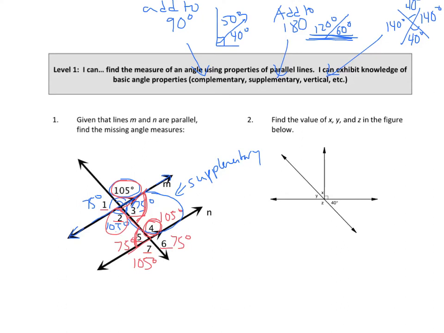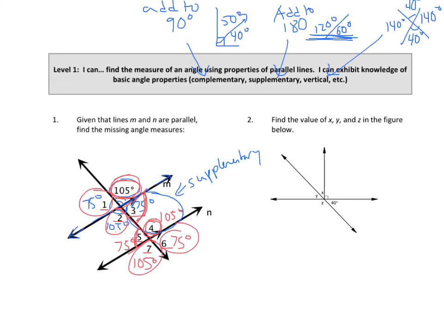And then we also have alternate exterior angles that are the same. Angle 1 is the same as angle 6. Angle 7 is 105. So those would be pairs of alternate exterior angles. So lots of different angle pairs in that diagram, but every pair of angles is either the same or supplementary.